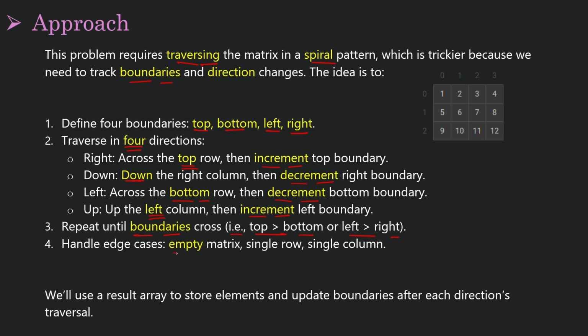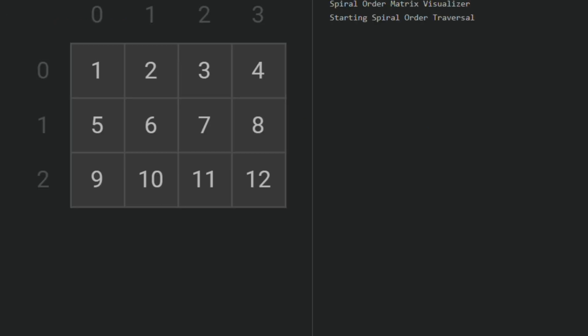Repeat until boundaries cross, that is, top greater than bottom or left greater than right. Handle edge cases: empty matrix, single row, single column. We'll use a result array to store elements and update boundaries after each direction's traversal. Let's visualize spiral order traversal.